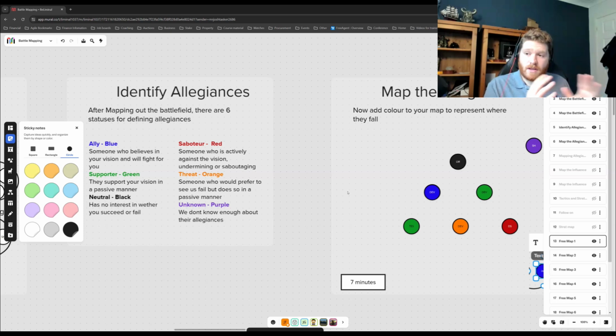So then we go to the other side of the house, and these are the people that are going to be against what you're trying to do. So we'll start off with the saboteurs, and these are people in red, and these are the people that will be actively going out of their way to undermine or sabotage what you're trying to do.